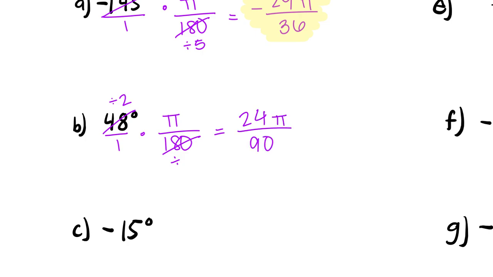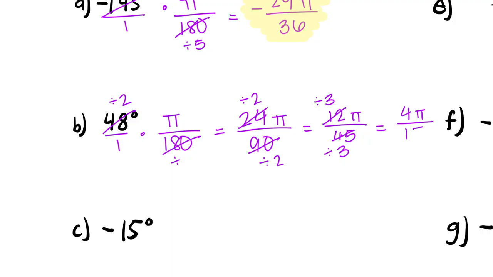Can I simplify 24 and 90? Yes. I'm going to go ahead and use 2 again. And that's going to end up with 12 pi over 45. And I could simplify that again using 3. And I'm going to end up with 4 pi over 15. Can't do anything else, so this would be my answer. You have to simplify it as simple as it can be.